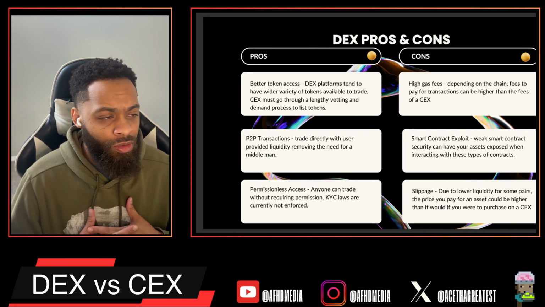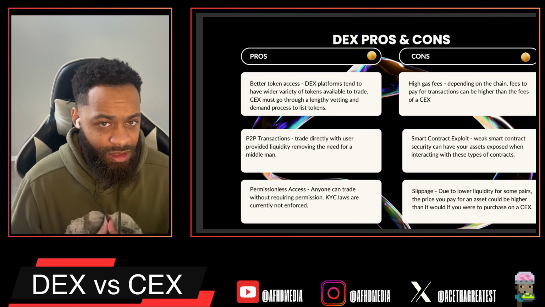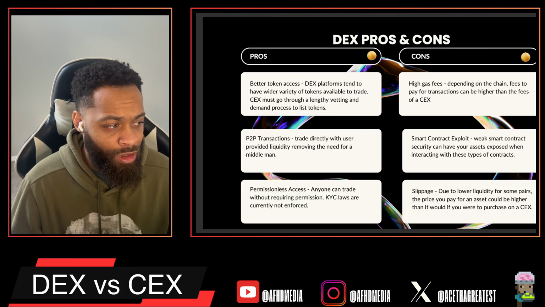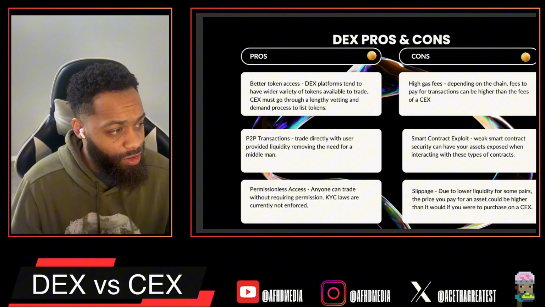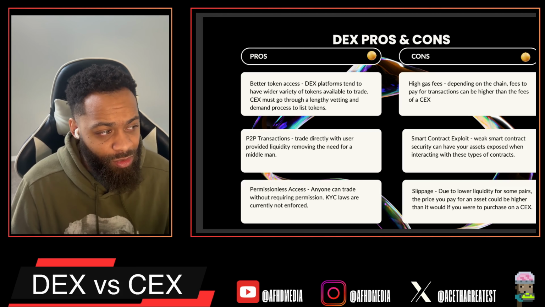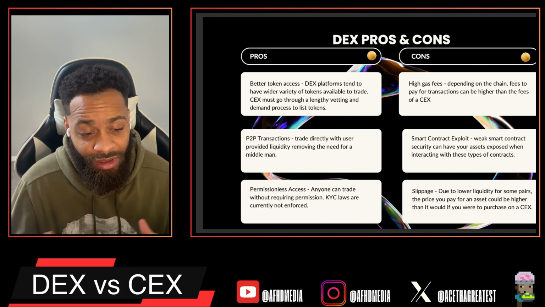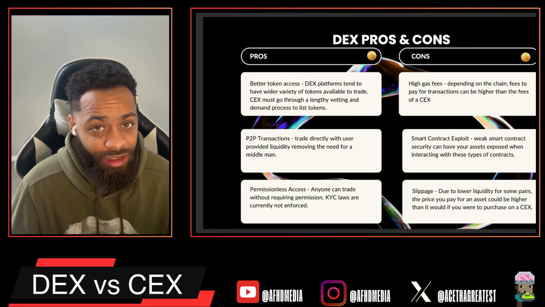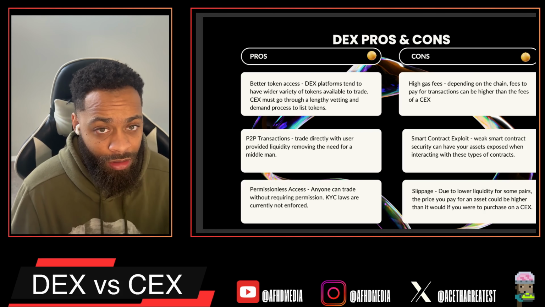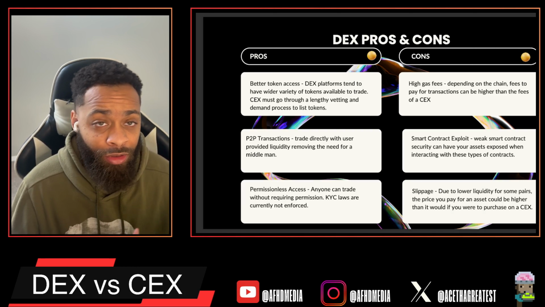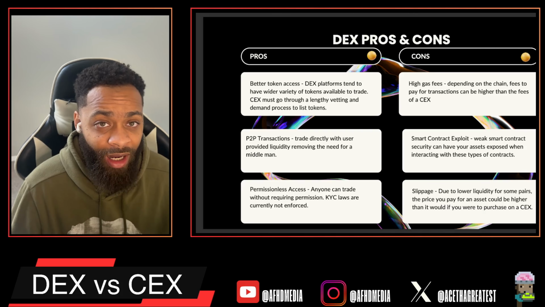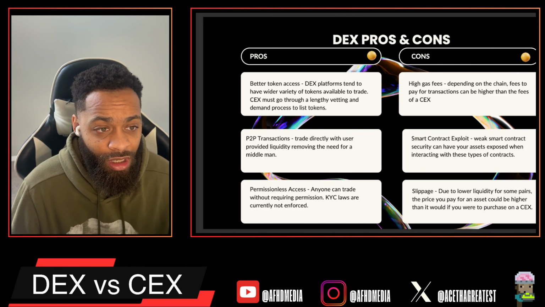Moving on. In regards to DEXs, their pros and cons. Again, starting with the pros. Better token access. DEX platforms tend to have a wider variety of tokens available to trade. For instance, Donald Trump has recently launched his own coin, the Trump coin. You couldn't buy that, or until today, you couldn't buy it on any centralized exchange, but that Trump token was widely available on a DEX on the Solana network.